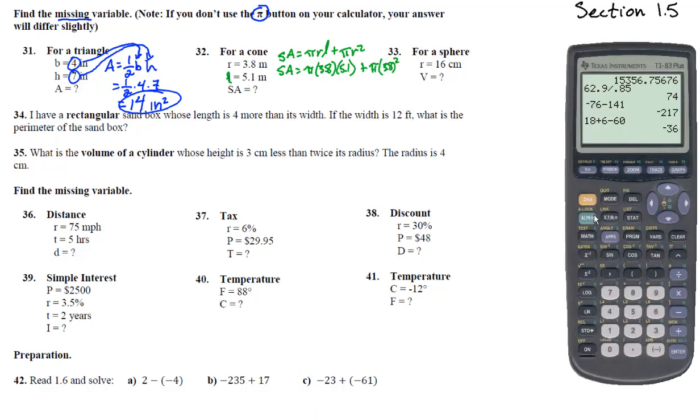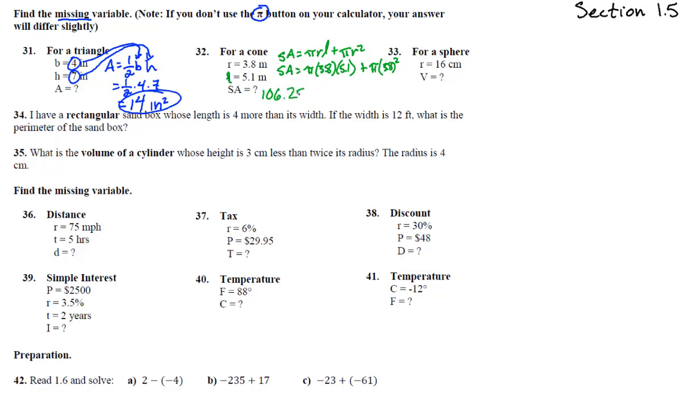So the surface area is going to be, there's our pi button right there, pi times 3.8 times 5.1 plus pi times 3.8. There's my little squared button, or you could do a caret 2. And it should equal 106.25. And notice that the units, this is an area, so it's measured in meters squared. Square meters, not meters. Area is a two-dimensional object.